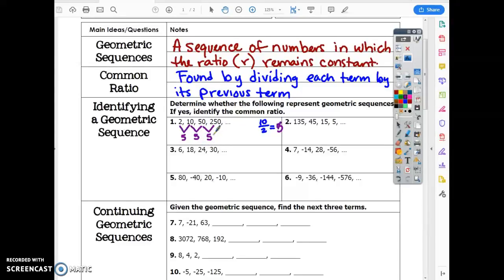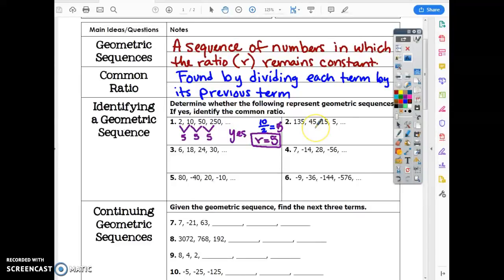So if you want to check it, go ahead and check using the calculator. Does 2 times 5 give you 10? Does 10 times 5 give you 50? Does 50 times 5 give you 250? Okay? And if it does, then this is a geometric sequence, and we would put yes. And our ratio is what number? Our ratio is 5, so put yes, and the R equals 5. Okay, that's how much we're multiplying each one by. Let's try problem number 2.